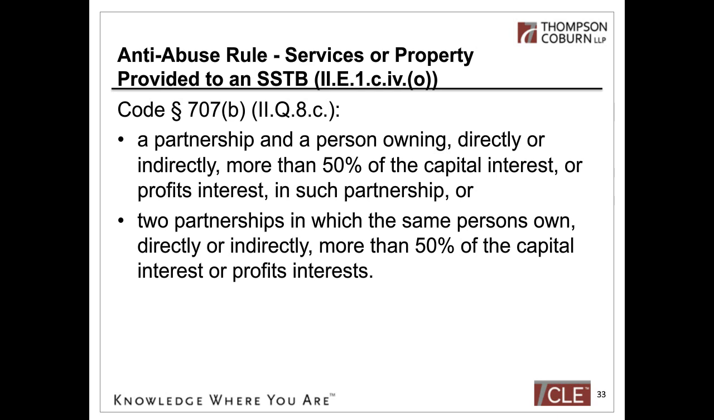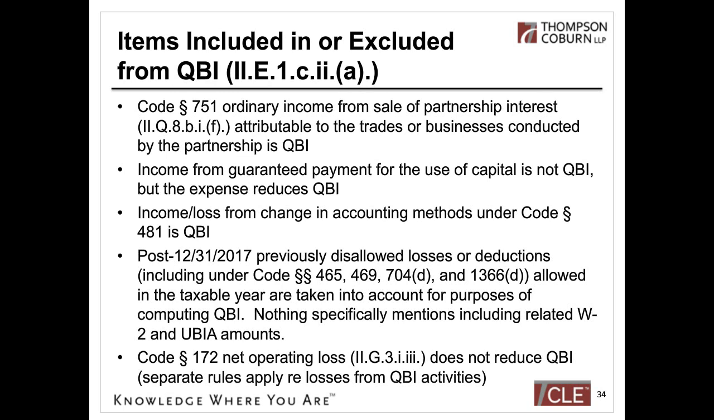So what items are or are not qualified business income on slide 34? So if you sell a partnership interest, and part of what you sell is what's called a hot asset. So let's suppose you sell a partnership interest, and you're a cash basis taxpayer, and there's some accounts receivable. Those accounts receivable are an ordinary income type of asset. Those are called hot assets. And when you sell your partnership interest, then the part of the sale price that's attributable to those accounts receivable is going to be counted as ordinary income.